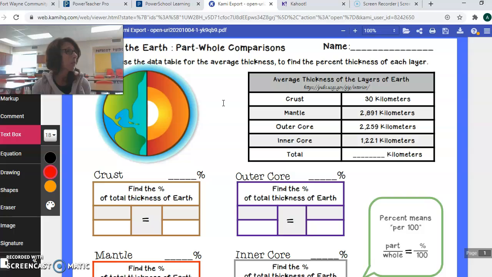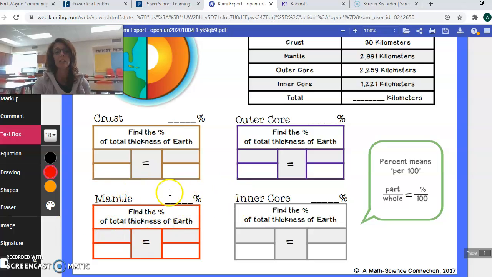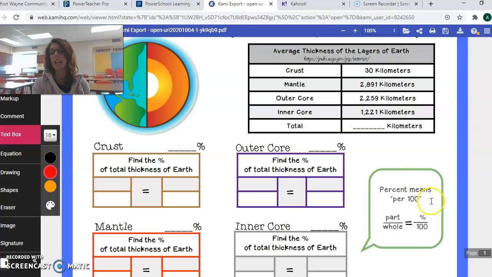I want to know what percentage of the Earth's layers is crust and what percentage is outer core, inner core, and mantle. So how do I do this sheet? The first thing I have to know is how to do a ratio: a part over a whole, the percent over 100.